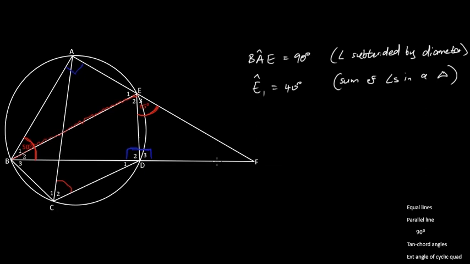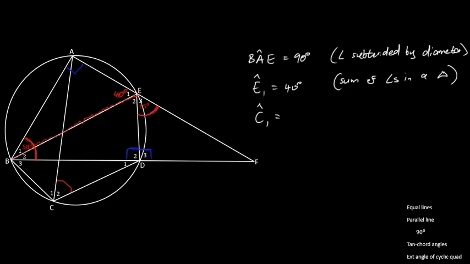The next question wants us to calculate angle C1. Remember, after getting angle E1, we'll have to write it on the diagram, and that's our new starting point. So what's the relationship? Remember, E1 is our new starting point. So what's the relationship between angle E1 and angle C1?